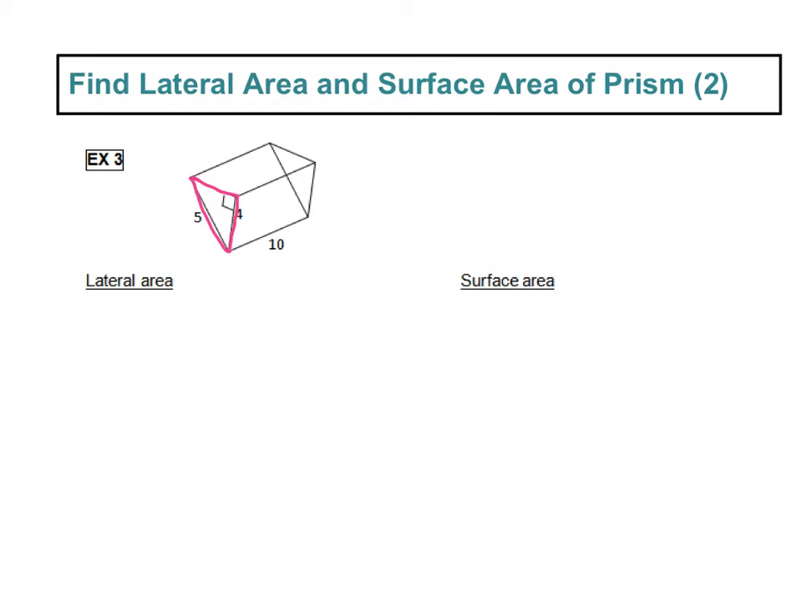So what type of prism is this? This is a triangular prism. All right, so what we are going to do first is find the lateral area. Remember, lateral area is the area of all the lateral faces except for the bases. So we're going to ignore the two triangles.